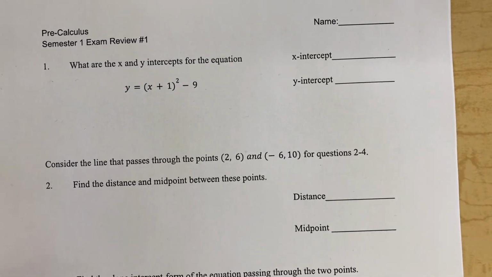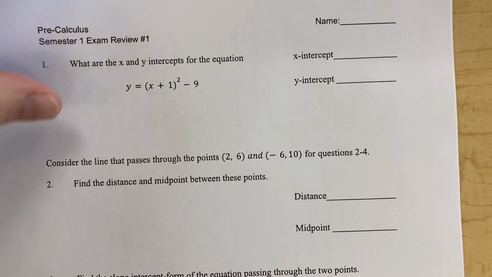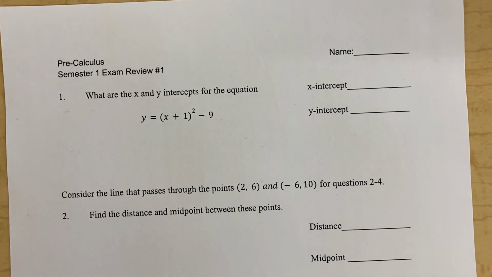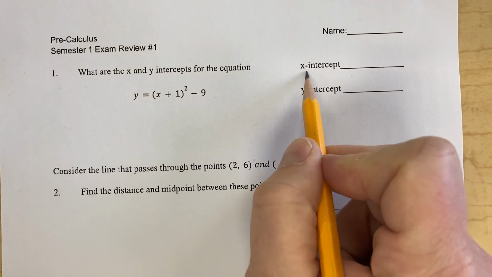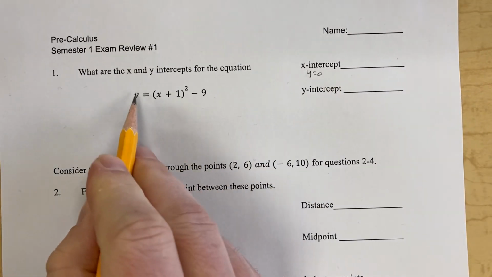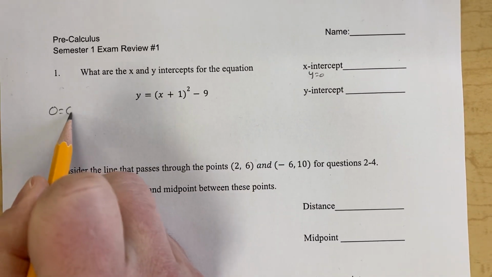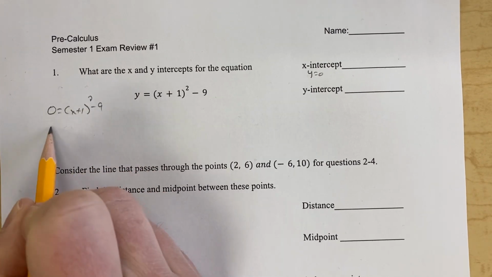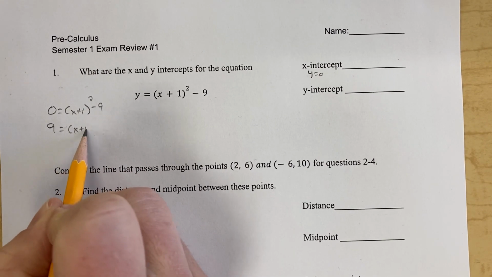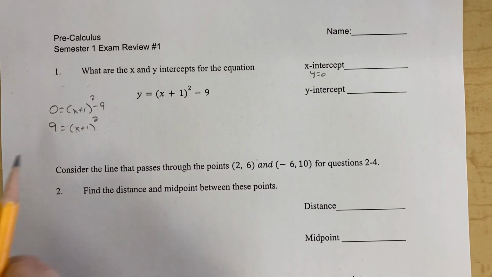All right, these are the answers to the semester 1 exam review, first one that we have. And it says, what are the x and y intercepts for this? So for an x-intercept, we're gonna let y equal 0. So if we put 0 in here, I wanna know when this expression equals 0. If I add 9 over, then what I get is this. And I think sometimes it's just best to look at it.